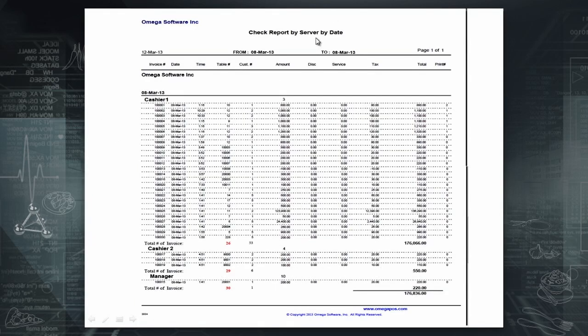Another report, Check Report by Server, which shows the work of each user, the relevant invoices amounts, as well as the number of prints, which raises questions in case it exceeded 1.